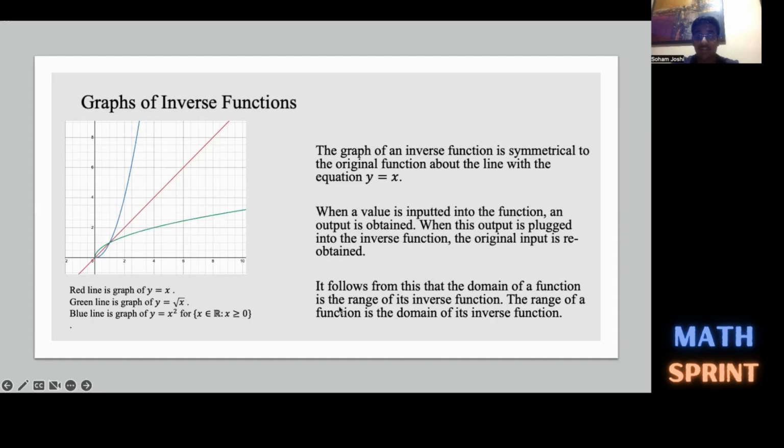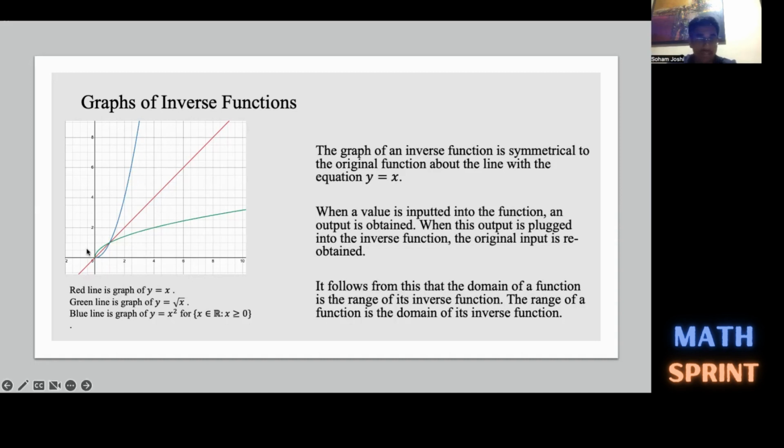Graphs of inverse functions. The graph of an inverse function is symmetrical to the graph of the original function about the line y is equal to x. This fact is true for all one-to-one functions, essentially. I want to explain here the reason that f of x is equal to x squared has an inverse function for x is greater than or equal to 0.